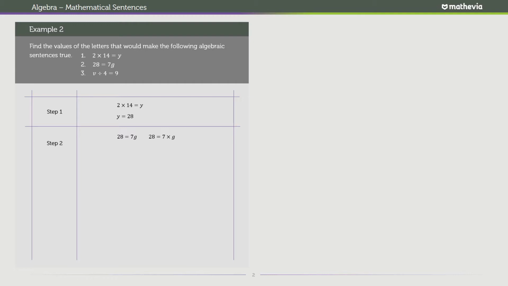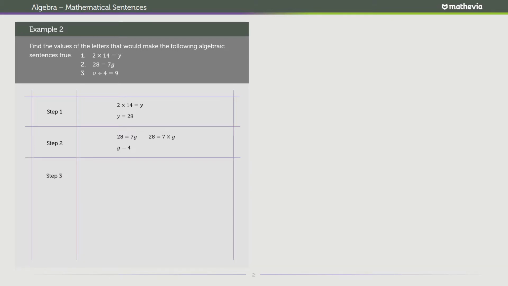The question is asking you, what would you multiply by 7 to give you 28? Can you tell me? I tell you, the answer is 4. So in this case, g represents 4. G stands for 4.